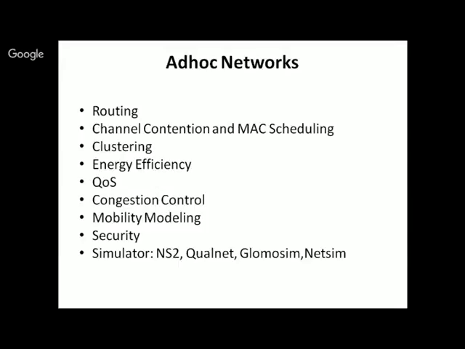So we want our packets to follow the shortest route, so that the packet will reach the destination quickly, and the resource consumption, like the battery and other resources, is as low as possible. Likewise, channel contention and MAC scheduling in the case of ad hoc networks. Multiple nodes are contending for the same wireless channel for transmitting information.